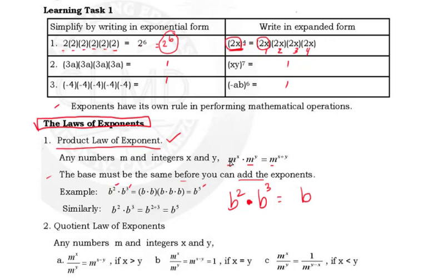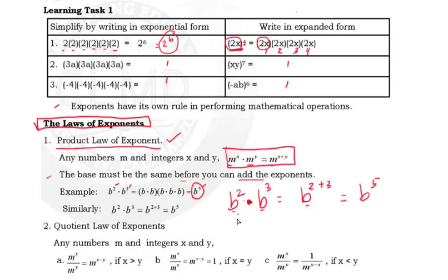If we are going to follow the formula, kokopyahin lang po natin yung base, b, and then i-add natin yung dalawang exponent, which is 2 plus 3. So, the final answer is b, 2 plus 3 is 5. So, kaya po siya naging b raised to 5.